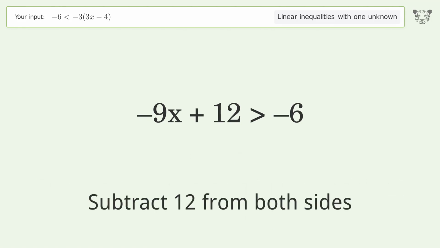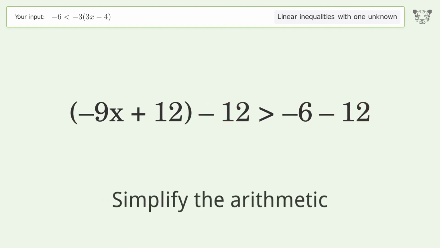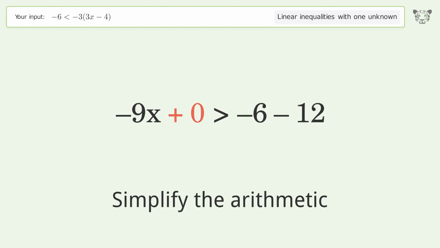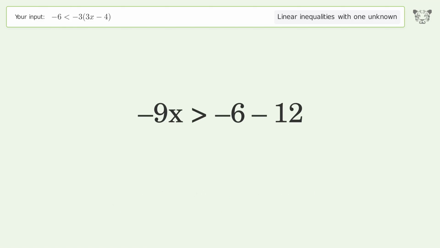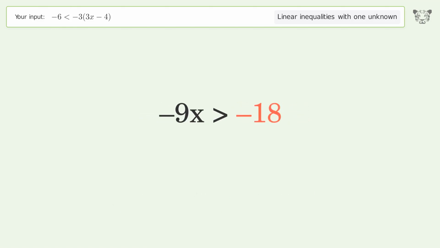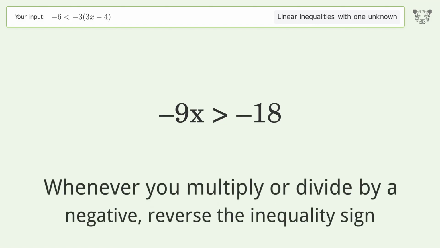Subtract 12 from both sides. Simplify the arithmetic. Isolate the x. Divide both sides by -9. Whenever you multiply or divide by a negative, reverse the inequality sign.